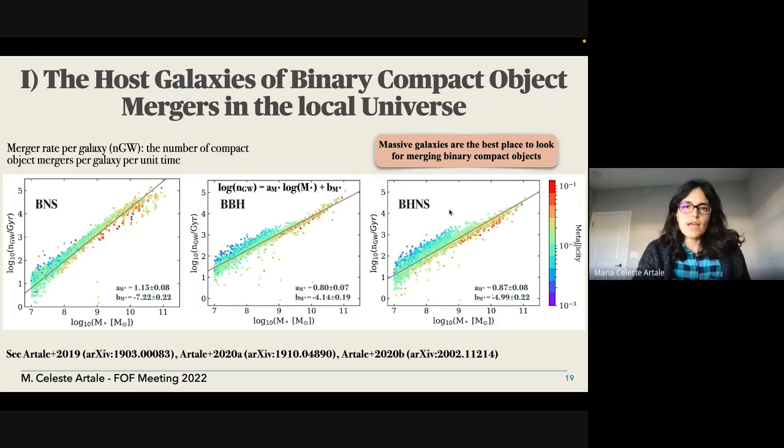In this one, what we used was the EAGLE simulation with these population synthesis codes. And what you are seeing here is the merger rate per galaxy, which is the number of compact object mergers per galaxy per unit time, as a function of the stellar mass of the galaxy. The dots here represent galaxies. The color code represents the metallicity of the galaxies. And each panel represents different binary compact objects: binary neutron stars, binary black holes, and black hole neutron star binaries.